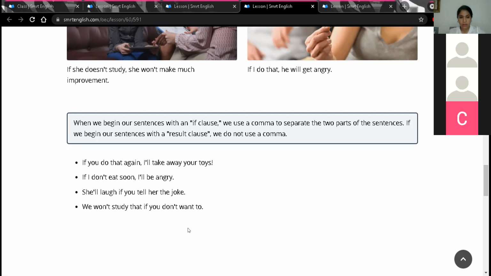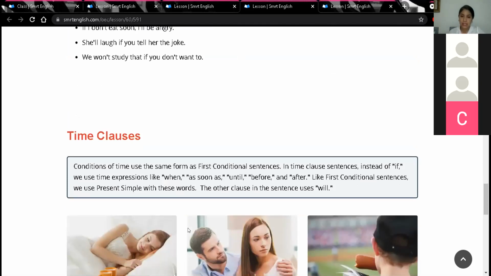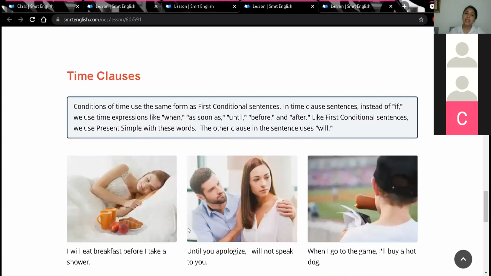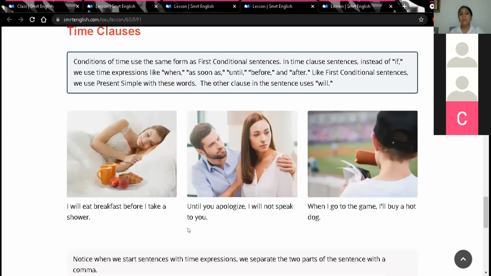Now let's go to the other time clauses. Conditions of time have just the same form as conditional sentences. In time clause sentences, instead of if, we use expressions like when, as soon as, until, before, and after. Like first conditional sentences, we use simple present with these words, and in the other clause we use will. But what is the difference between if and expressions such as when, as soon as, until, before and after? With the if, let's say that it is possible to happen, but with when, it's very highly possible to happen.